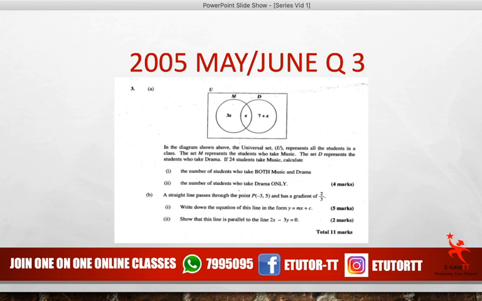And then B, a straight line passes through the point P, which is -3, 5, and has a gradient of 2/3. Write down the equation of this line in the form y equals mx plus c. And 2, show that this line is parallel to the line 2x minus 3y equals 0.